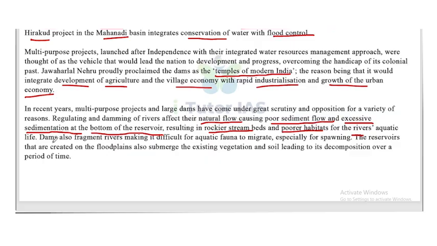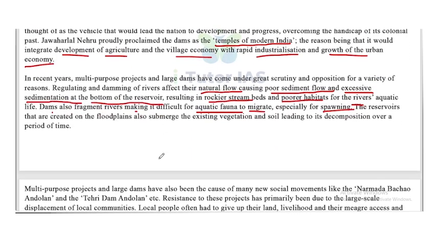Dams also fragment rivers, making it difficult for aquatic fauna to migrate, especially for spawning, because the dams stop their movements. The reservoirs created on the floodplains also submerge the existing vegetation and soil, leading to decomposition over a period of time. So these are some of the problems caused by dams.